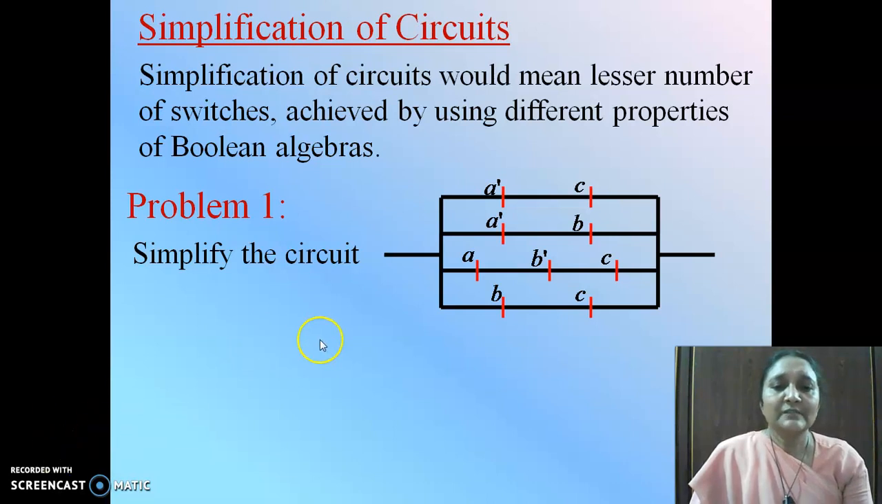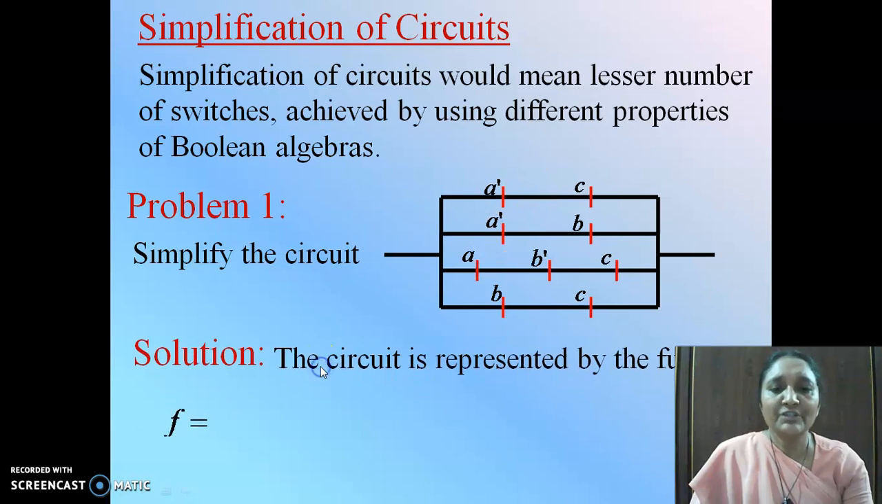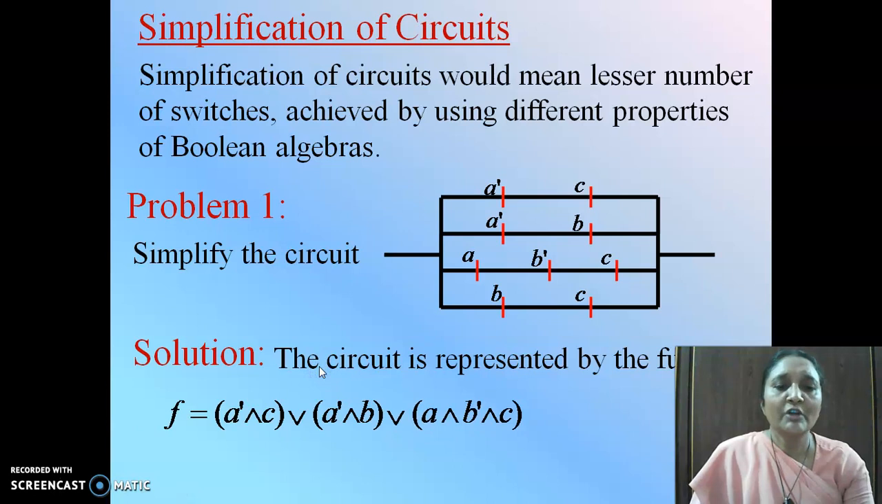So for this circuit you can define a function as we have seen in the last class. When it is connected in series, meet operation has to be used, and when it is connected in parallel, join operation has to be used. So accordingly, we can write the function. f is equal to a dash meet c, join a dash meet b, join a dash meet b dash meet c, join b meet c.